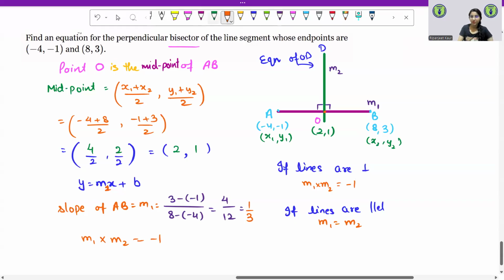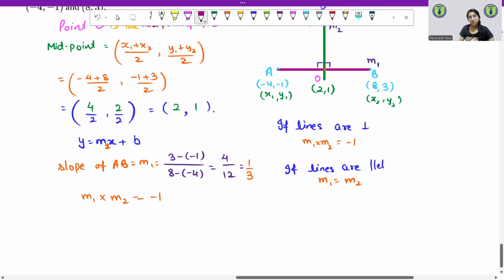So the slope m1 and the slope m2, their product should be minus 1 because both of them are perpendicular. And m1 times m2, which is 1/3 times m2, we don't know m2, is equal to negative 1. What do you think? What are we getting for m2 here?